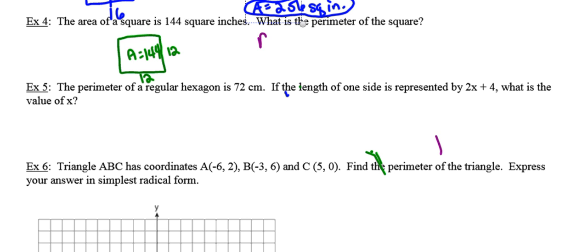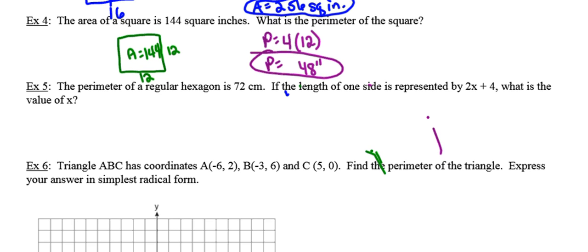To find its perimeter then, because the square contains 4 sides, and each of the sides has 12 inches in it, I can just take that 4 and multiply it times the 12, and I end up with 48 inches for the perimeter of our square.